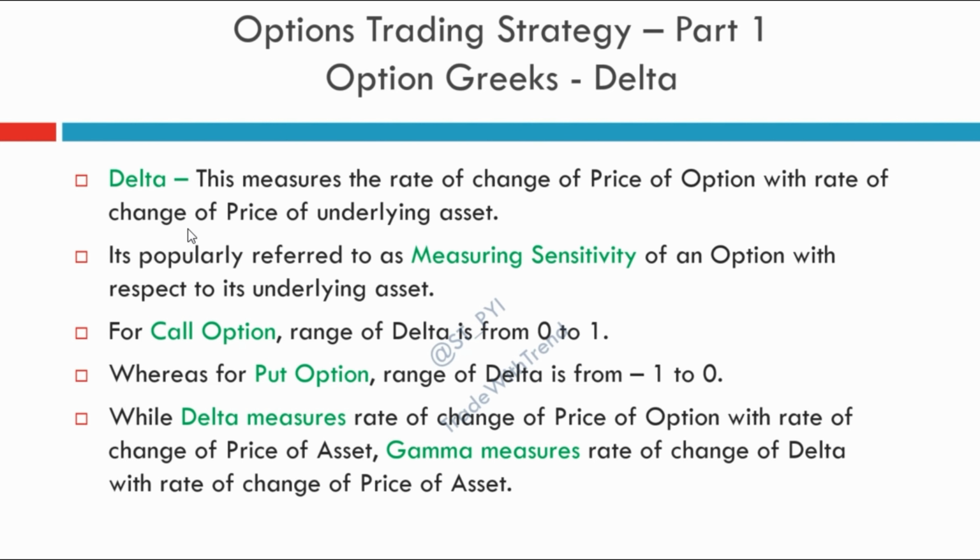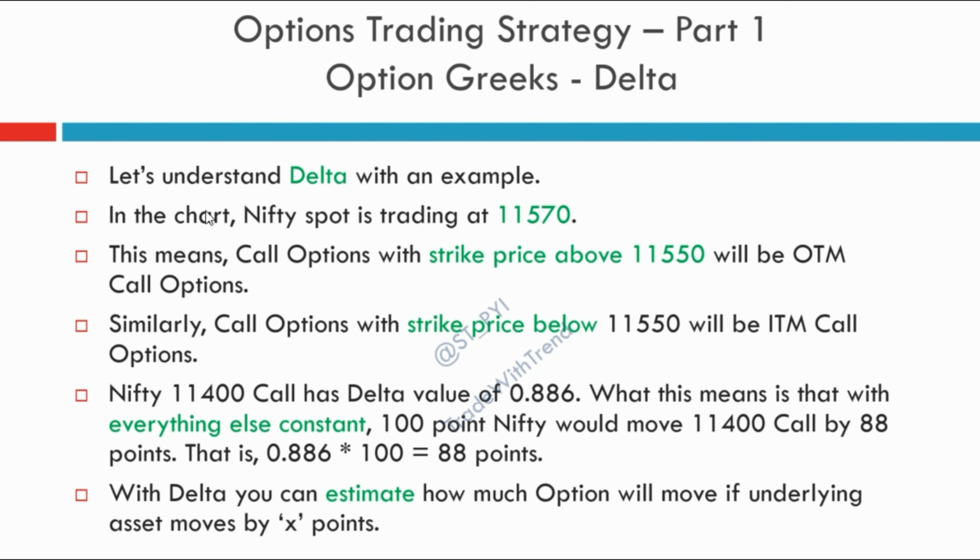I'll take up a practical example again. So again, let's assume that Nifty is trading at 11,570, that is spot. So all call options that are above this 11,550 range will be OTM call options, right? That is out of the money because they have only time value. Similarly, call options that are below this 11,550 range will be in the money call options.